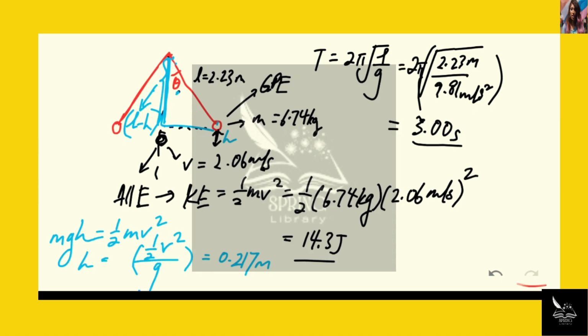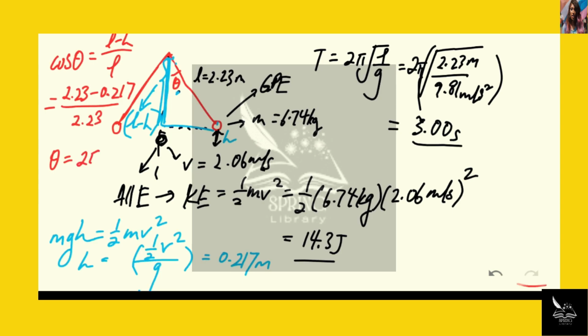Using cosine theta as our trigonometry expression, cosine theta must equal adjacent over hypotenuse, which is (L minus h) over L. So from here we can find our theta by just taking cosine inverse of this, and we should be able to find the maximum angular displacement to be 25.5 degrees.